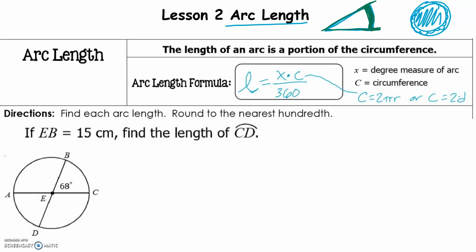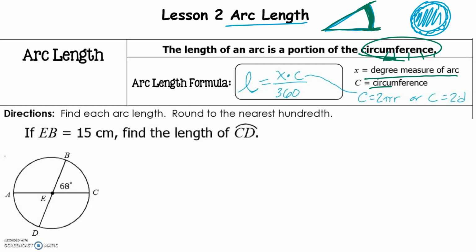So how to find that is, the length of an arc is a portion of the circumference. So if we take the entire circumference and we divide it up, that would give us the length of a certain part of an arc, and that's what we're looking for. And that's why the arc length formula is kind of like this fancy L equals X. X is just representing the degree measure of the arc, which is also congruent to the central angle. So we'll go back and forth between the two.